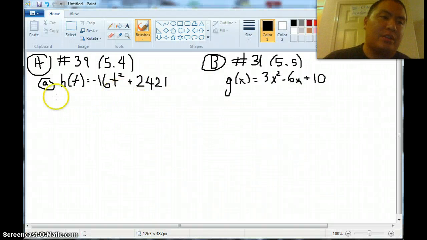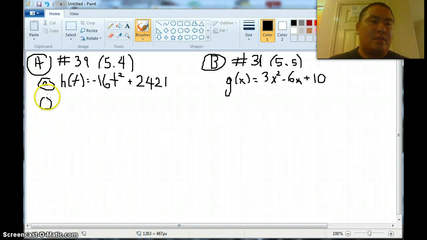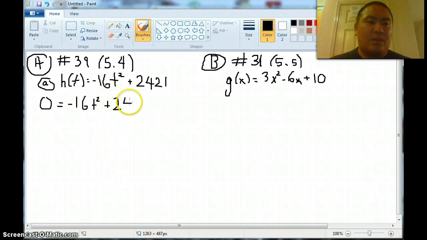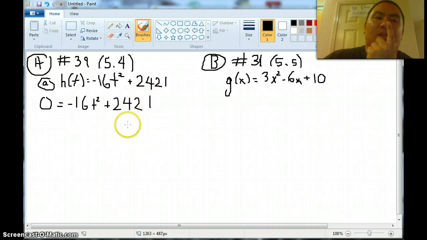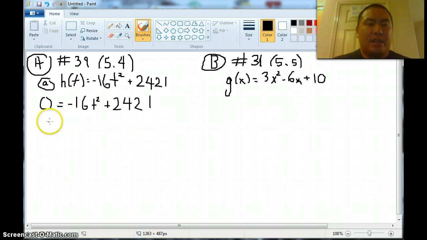So I want to find the zeros for this, so I'm going to start off writing 0 is equal to negative 16 t squared plus 2,421. Now from here there are two options. One is you could complete the square. So I'm gonna try showing you what that would look like. You would write negative 16 parentheses t squared, and I'm gonna have to pull up a calculator here.